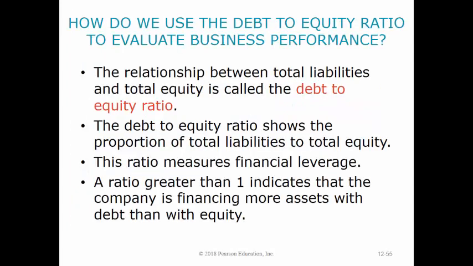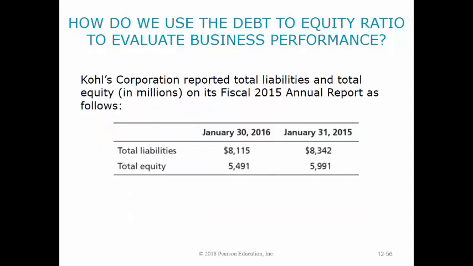The relationship between total liabilities and total equity, called the debt-to-equity ratio, shows the proportion of total liabilities relative to the total equity. Thus, this ratio measures financial leverage. If the debt-to-equity ratio is greater than 1, the company is financing more assets with debt than with equity. If the ratio is less than 1, the company is financing more assets with equity than with debt. The higher the debt-to-equity ratio, the greater the company's financial risk.